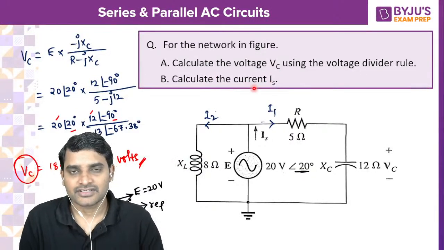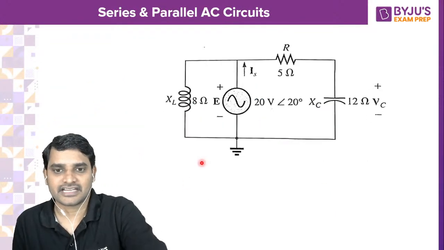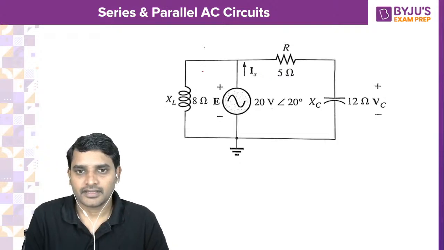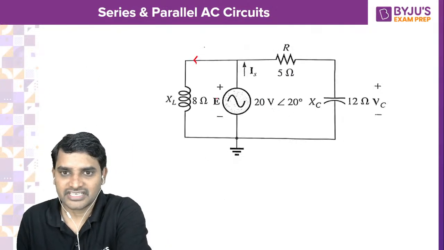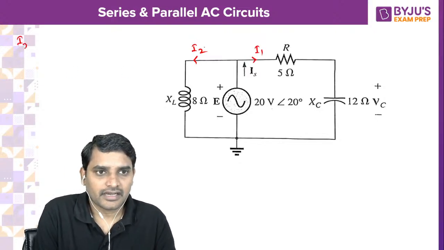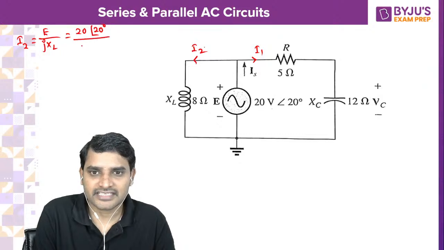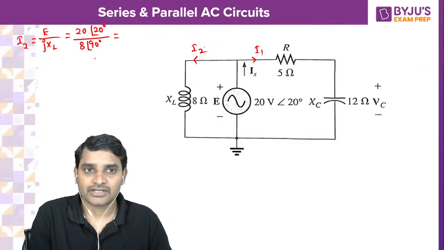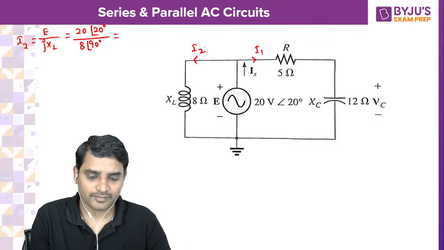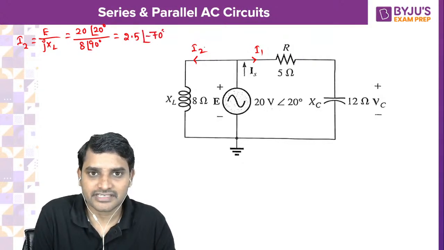Calculate IS. If you want to calculate IS, you need to calculate I1 and I2. So let us take up that. I2 is going to be E divided by jXL. E is 20 at an angle of 20 degrees. XL is 8 at an angle of 90 degrees. So 20 by 8, how much are you going to get? I get 2.5 at an angle of minus 70 degrees.